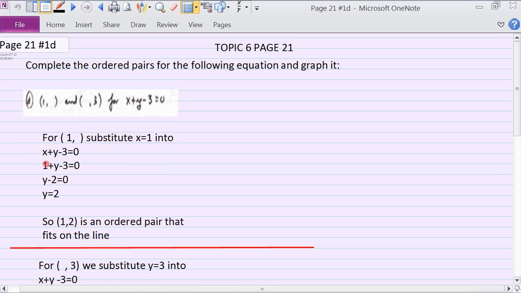So x is 1, here's the replacement: 1 plus y minus 3 equals 0. 1 minus 3 is minus 2, so y equals 2. So (1, 2) is an ordered pair that fits on the line. In other words, when x is 1, y equals 2 when I fit it into this equation. So I have one ordered pair.